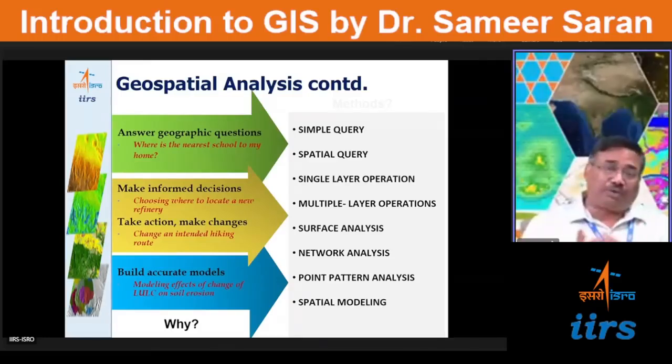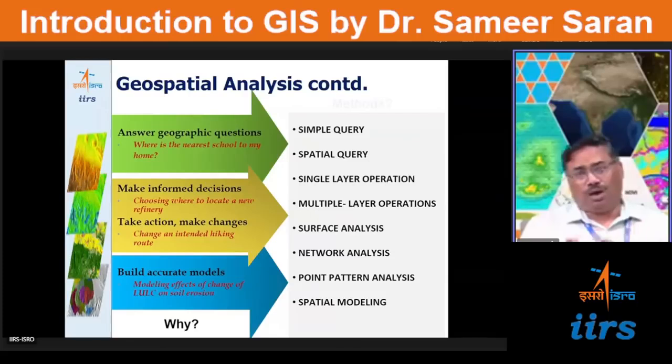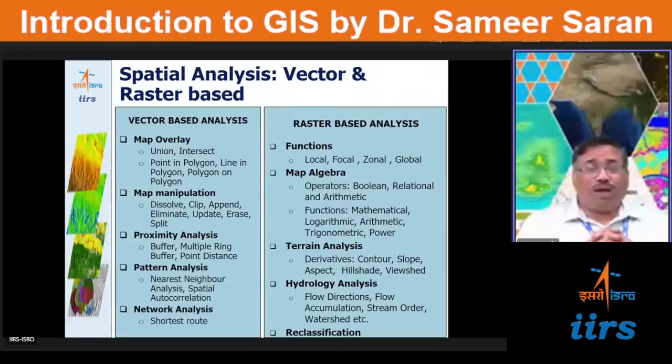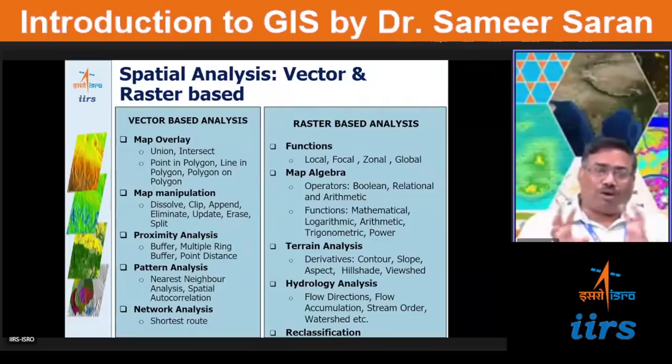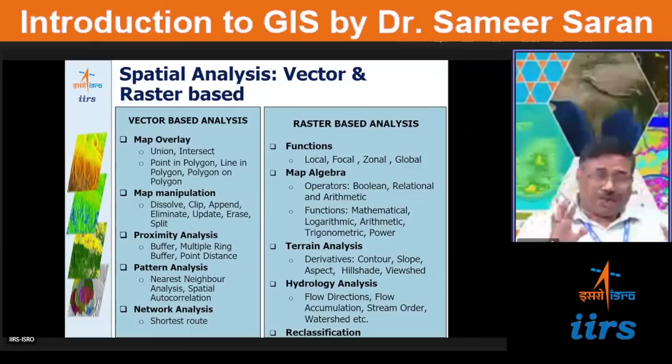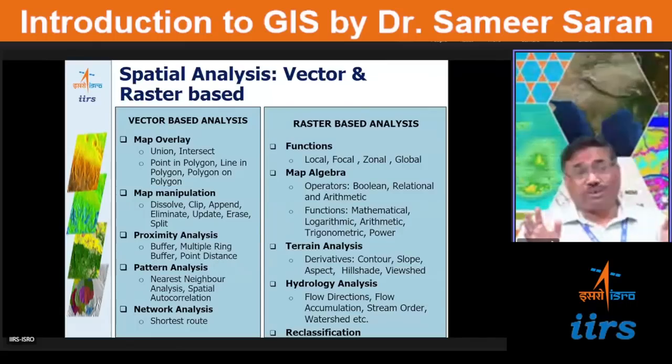So it all depends whether you are making use of a simple query, a spatial query, a single layer operation, multi-layer, surface analysis, network. There are so many analyses one can do by making use of these GIS operations. Now, as I told you, we already have different types of raster analysis and vector analysis. Basically, since we have two types of models which are used to model real world phenomena, since their data structures are different, their analyses are also different.